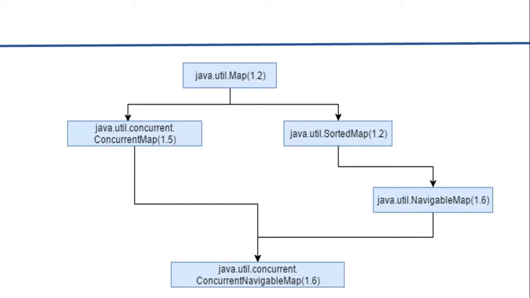These are all the interfaces that are available in the Java collection framework and their behaviors. In my next tutorials, I will explain each and every interface and its implemented classes.